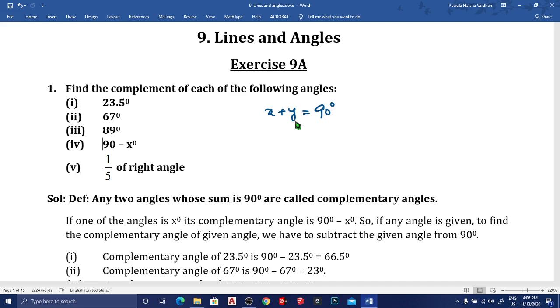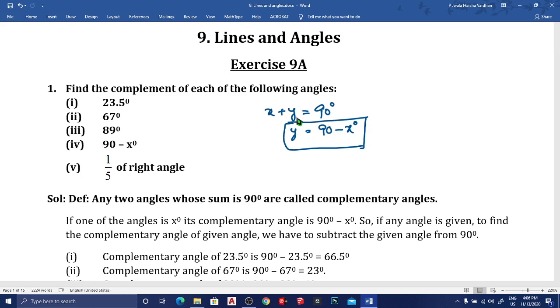For example, if one of the angles is given, to find out the next angle, how can you find that? For example, x is given, then how can you find out the value of y here? Sending this x to the right side, it will become 90 minus x degrees. So this is the formula you have to remember.